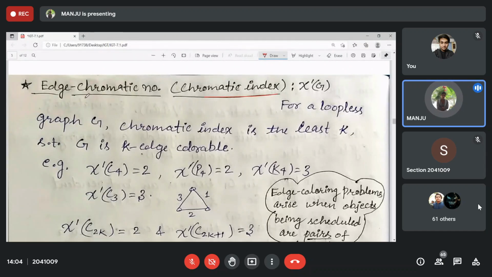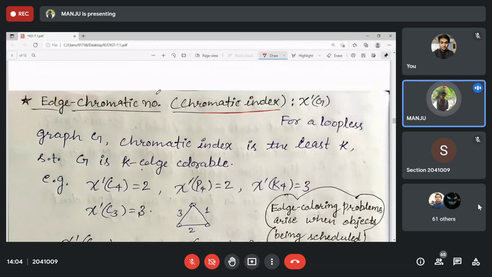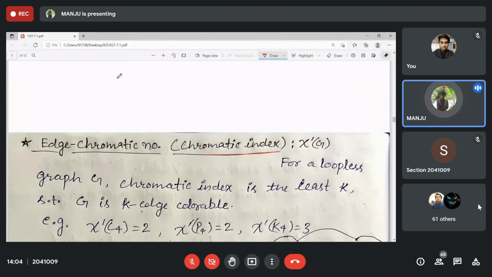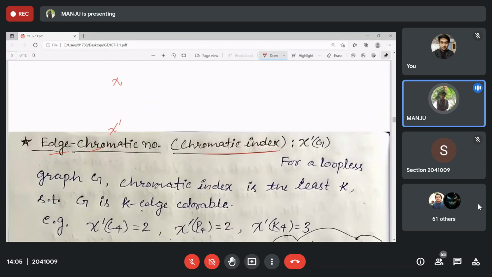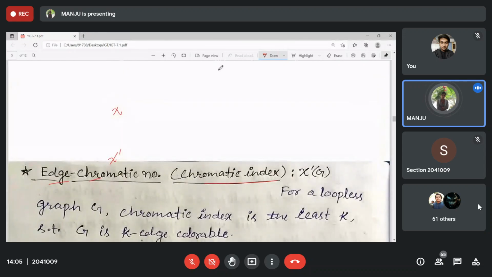Well, we have discussed this edge chromatic number, similar to vertex chromatic number, right? If only chromatic number is written, then that means the vertex chromatic number. If it is the edge chromatic number, you denote it by chi-dash. This is also known as chromatic index, and we found it for in general Pn and Cn. It was the edge chromatic index for Pn.